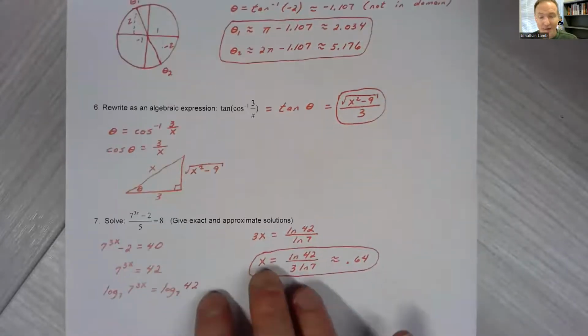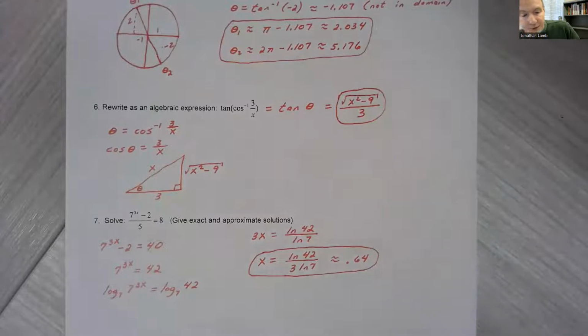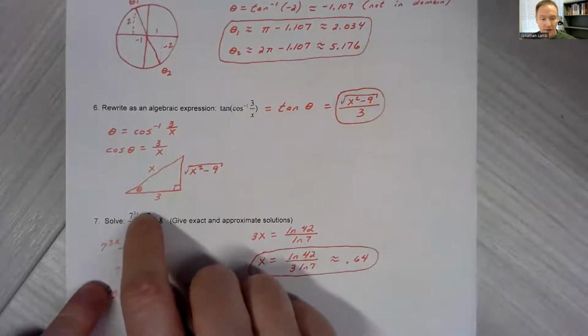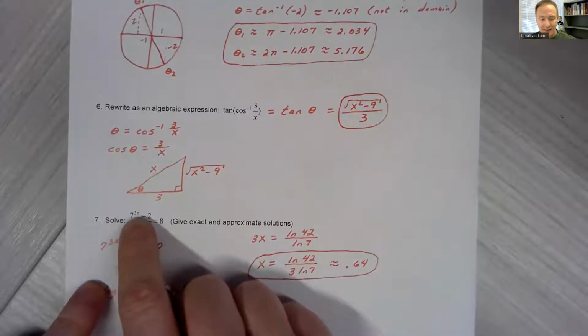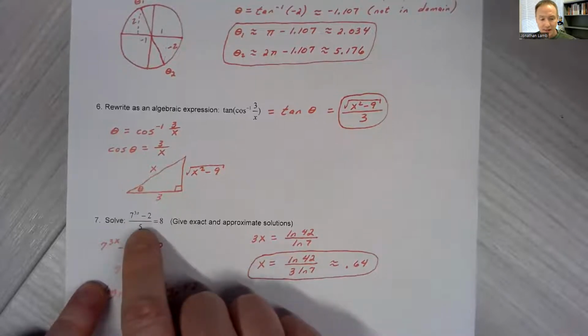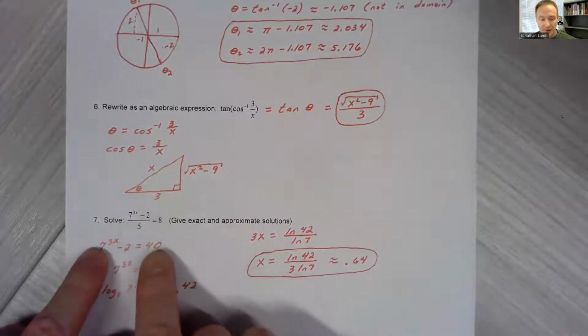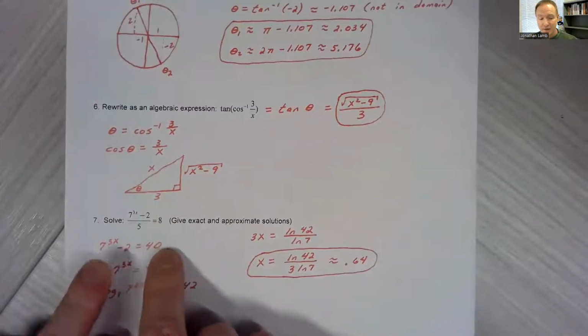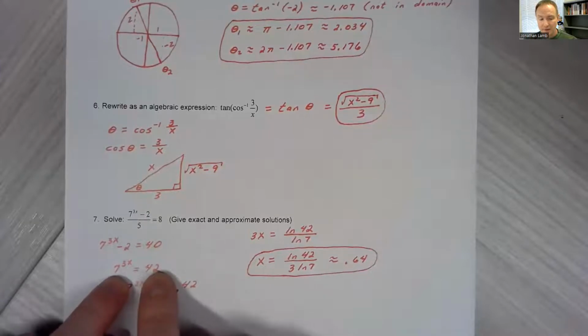For my next problem, and the last of the pre-calculus problems, I'm asking you to solve an exponential equation. The first step you should remember is, hey, I need to get my exponential function by itself. The exponential function is 7 to the 3x power. So I try to isolate that. The first step is to multiply both sides by 5. I do that. Then I need to get rid of the minus 2, so I add 2 to both sides.